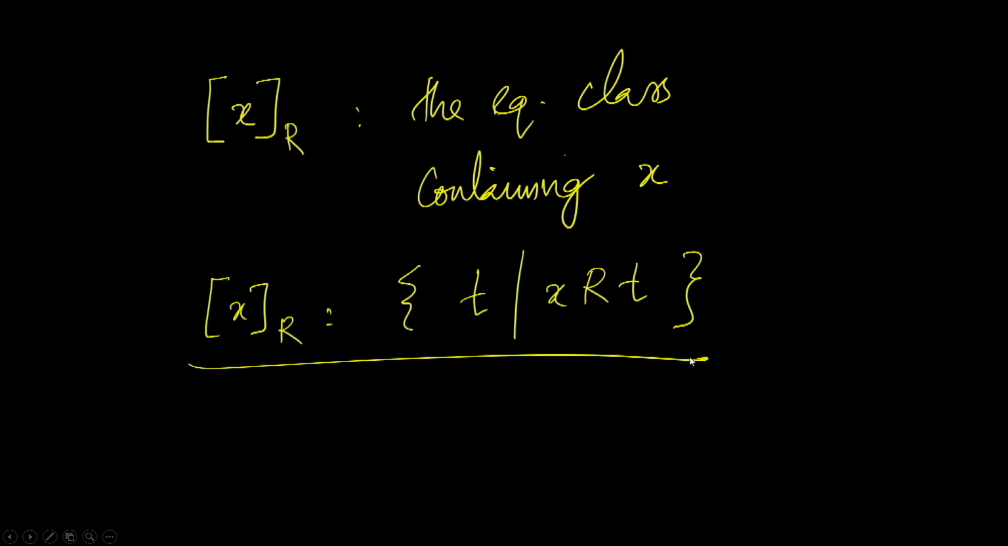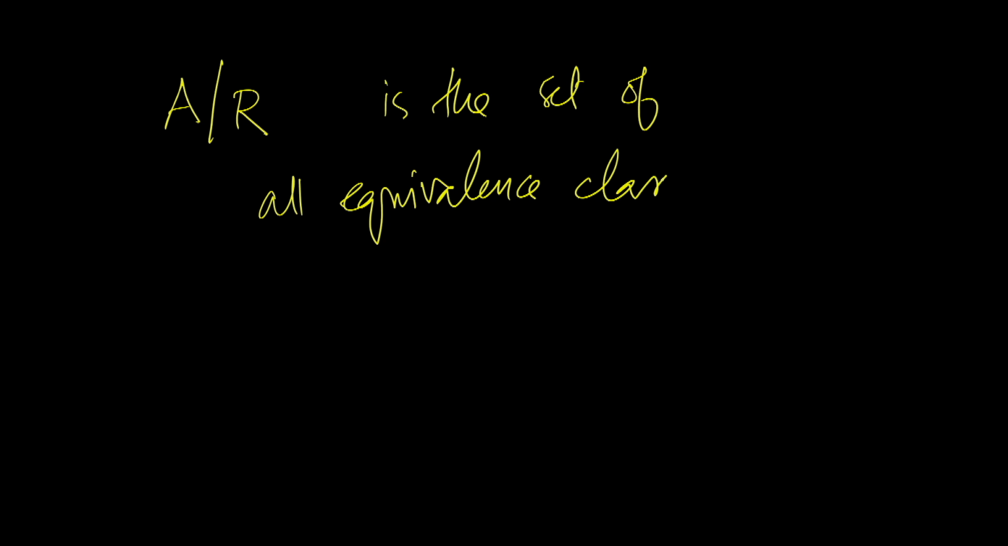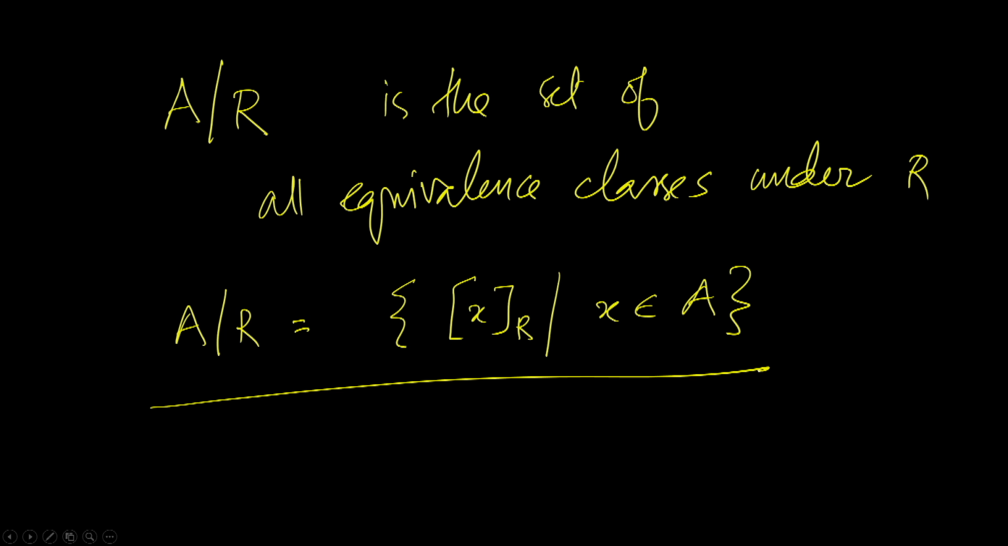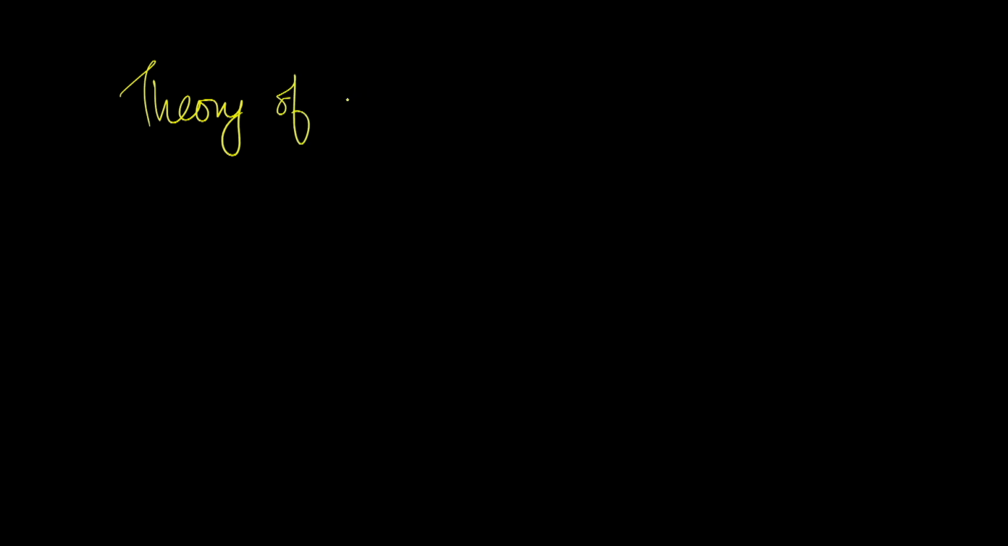The quotient of A with respect to R is the set of all equivalence classes under R. Formally, the quotient of A with respect to R is the set of all [x]R such that x belongs to A. Let us see how the theory of integers can be embedded in set theory.